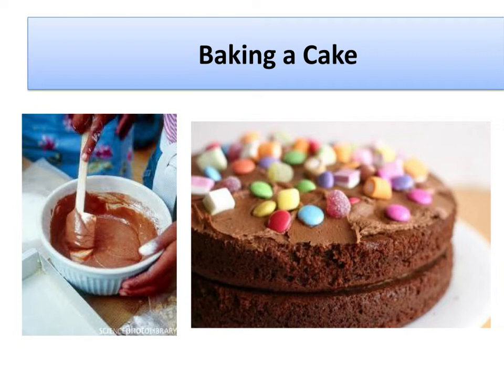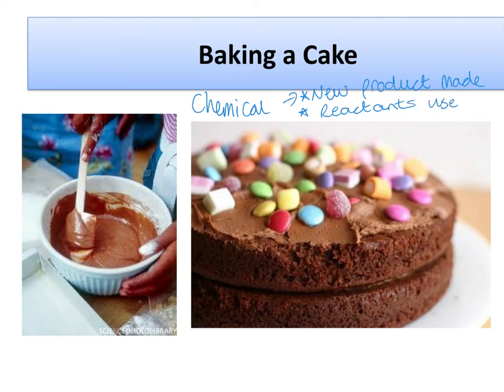So I'll do the first one with you. Baking a cake, that's a chemical reaction. The reason for this: a new product is made, reactants are used up, and you can't reverse it. So that's baking a cake. So that's the first one.